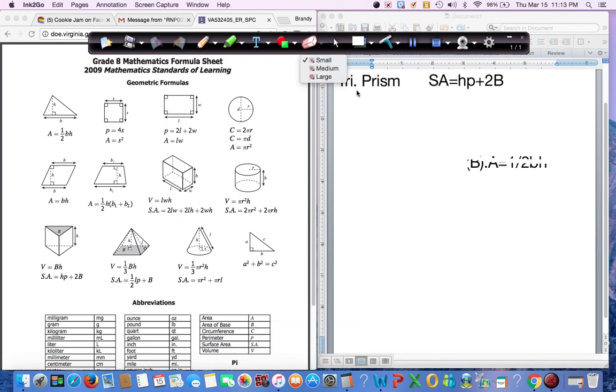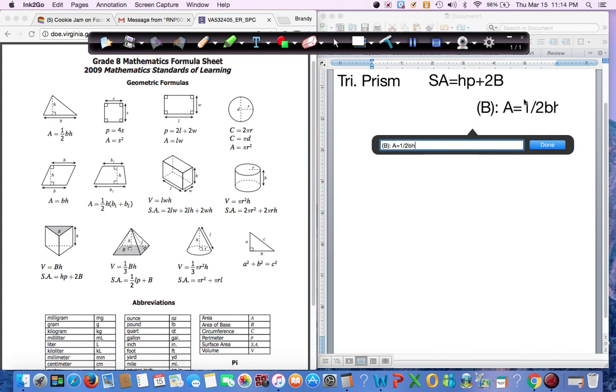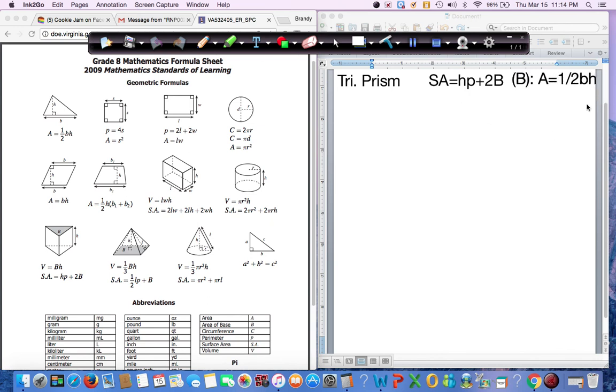Alright, so what I meant to do, let's put it up here, do it real quick. What I wanted to show you was that big B is actually the area of a triangle. Okay, so let me move this. That's what I wanted to do. There it is. So this big B stands for the area of the triangle.